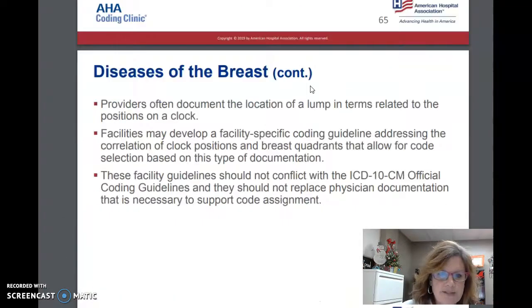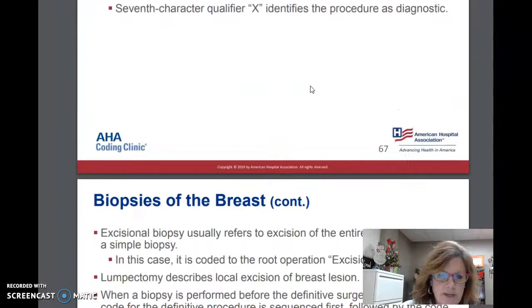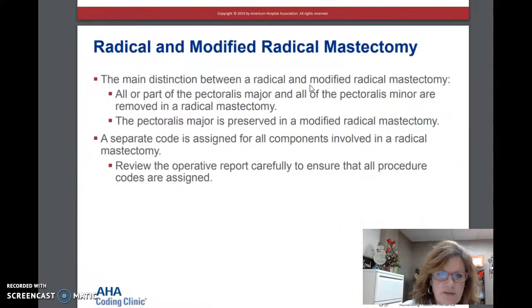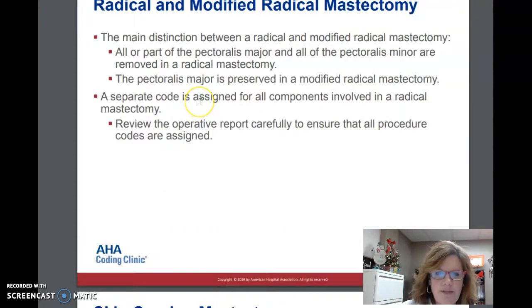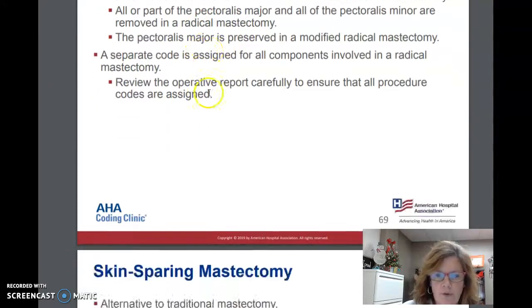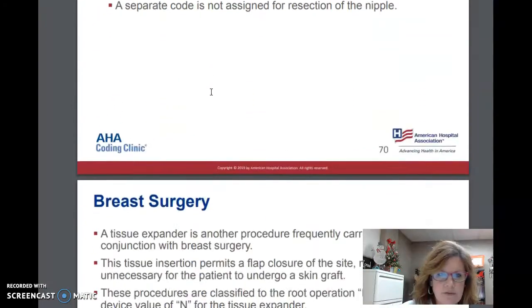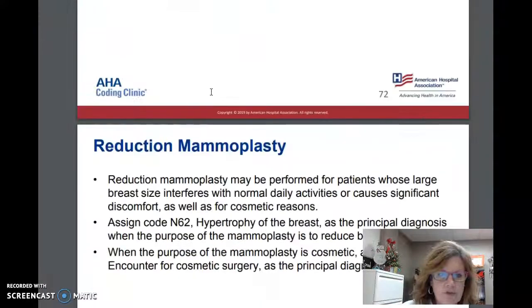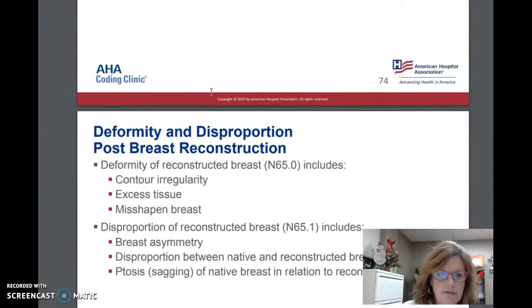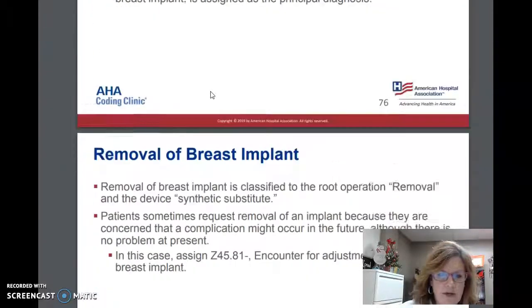And then the last part is diseases of the breast. So yes, this section really covers a lot. We even have radical and modified radical mastectomies. So with this, when we have a radical mastectomy, keep in mind that when they're saying radical, that means they're taking more tissue around the breast. Okay, breast reconstruction, we have codes for that. We have codes for everything.